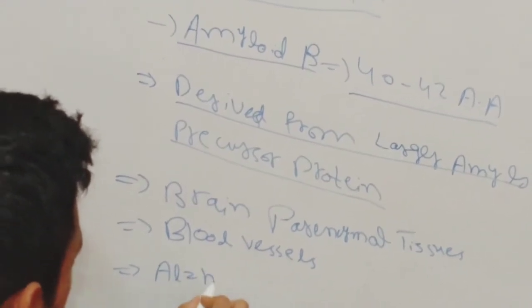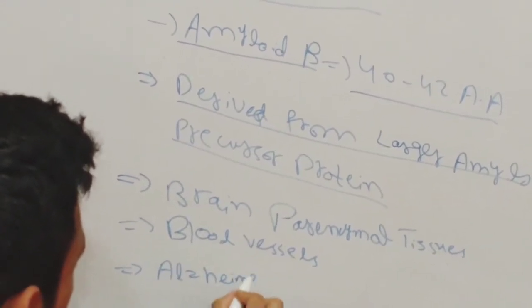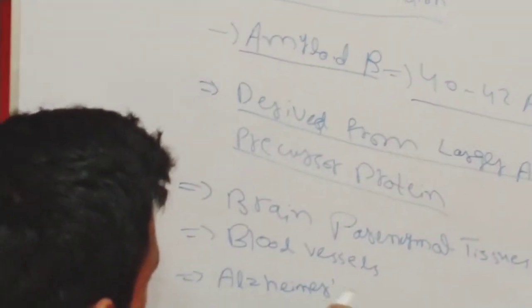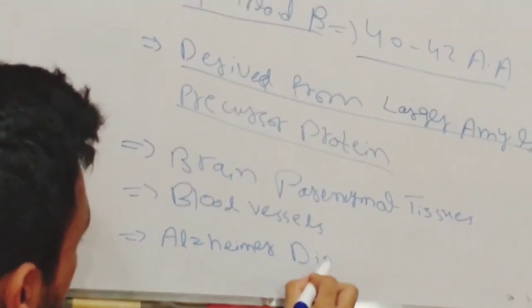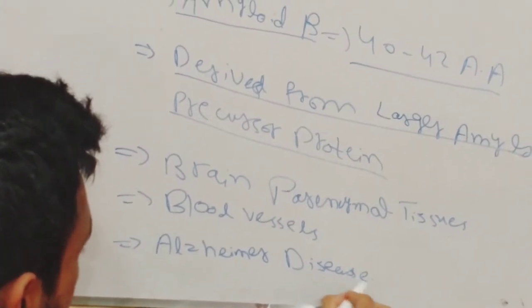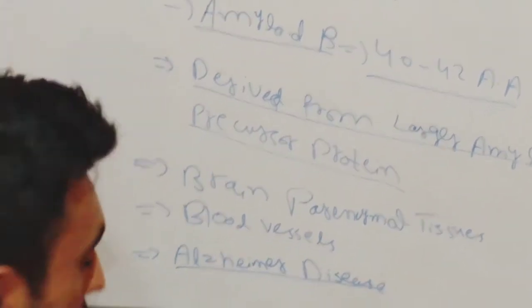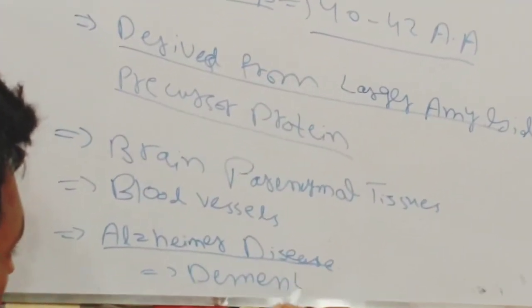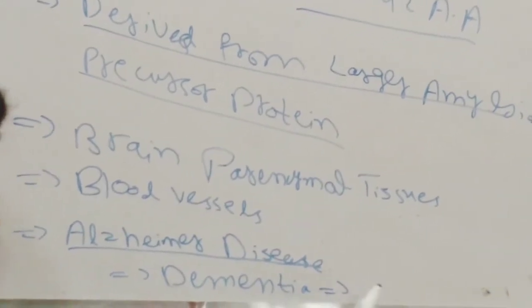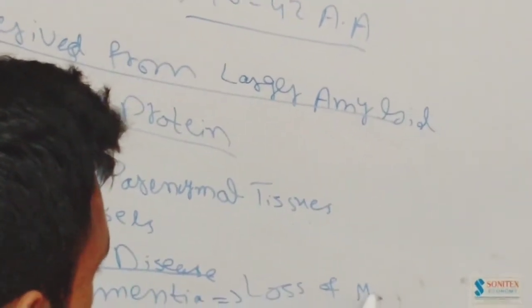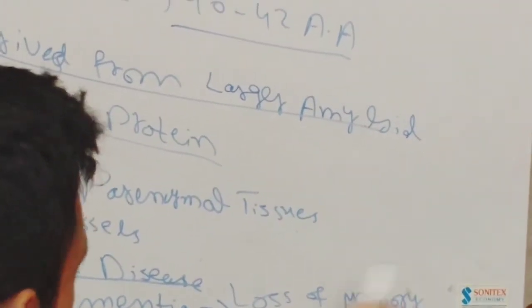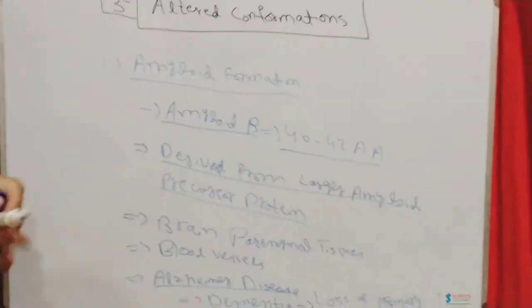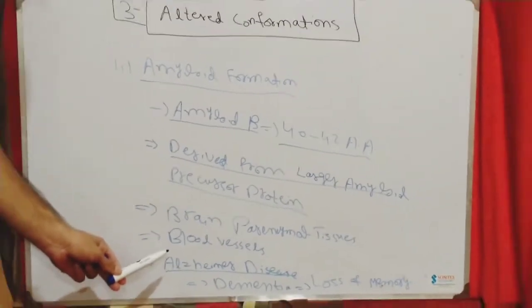This is a very lethal disease that occurs in our body, Alzheimer disease. And this Alzheimer disease is actually the cause of dementia in older adults. We know that dementia is the loss of memory in older adults. So this is how the amyloid formation occurs, and how this causes the Alzheimer disease.